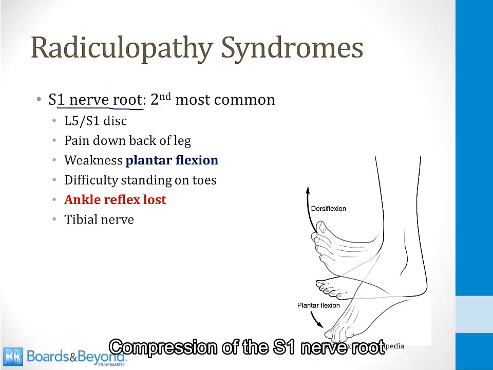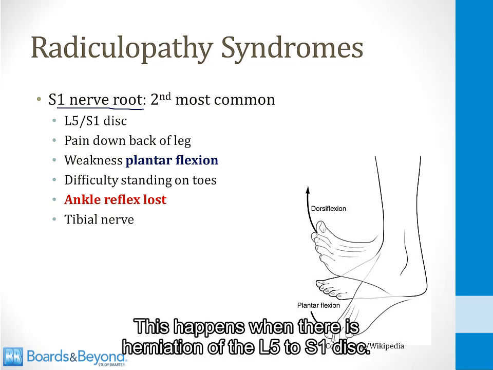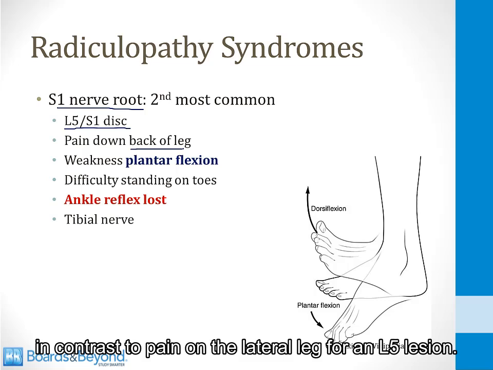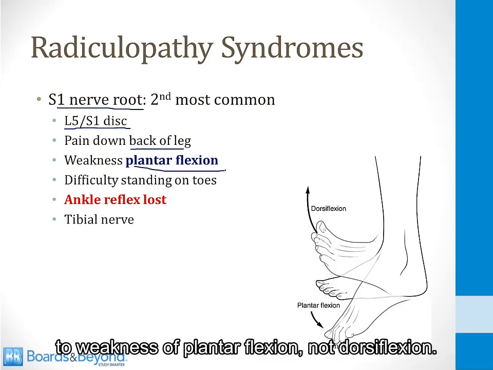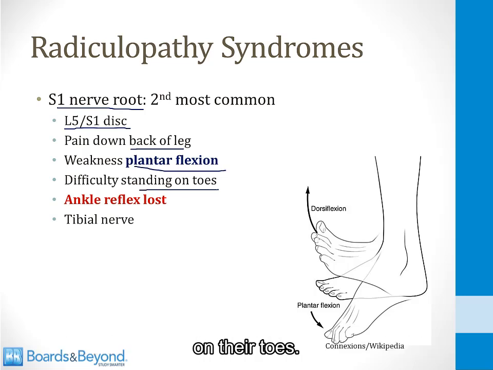Compression of the S1 nerve root is the second most common lumbar radiculopathy syndrome. This happens when there is herniation of the L5 to S1 disc. This leads to pain that radiates down the back of the leg, in contrast to pain on the lateral leg for an L5 lesion. And also in contrast to L5 lesions, S1 lesions lead to weakness of plantar flexion, not dorsiflexion. This means the patient will have difficulty standing on their toes.